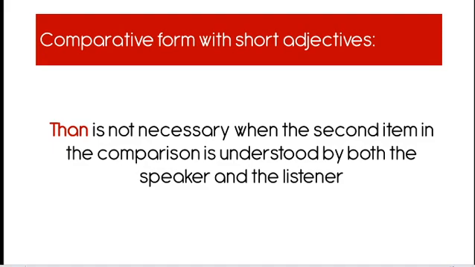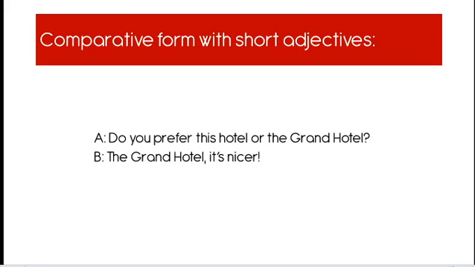Than is not necessary when the second item in the comparison is understood by both the speaker and the listener. For example, do you prefer this hotel or the Grand Hotel? And then I say, oh, the Grand Hotel, it's nicer. As you can see, we are talking about a difference between this hotel or the Grand Hotel. We don't need to use the word than to avoid repetition because we already know what we are talking about.